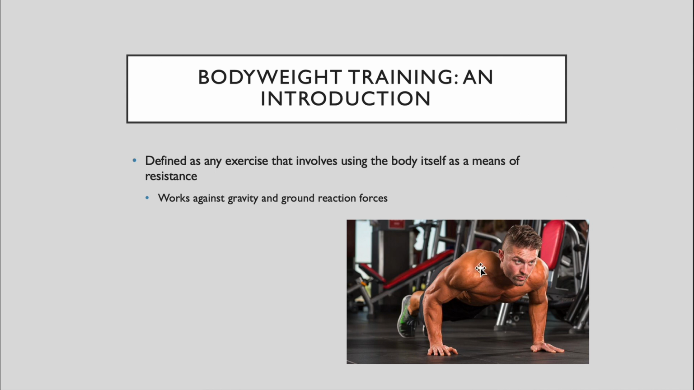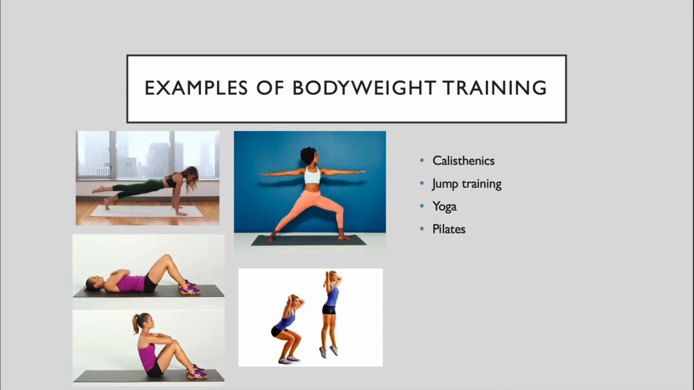So, as you can see, this push-up, you are actually pushing against your body weight as the resistance. So this basically involves manipulating the body itself in such a way that in these exercises, your body is acting as a resistance and you're working against gravity and ground reaction forces. Really, any type of exercise that relies on the body as the primary resistance could be considered a form of body weight training.